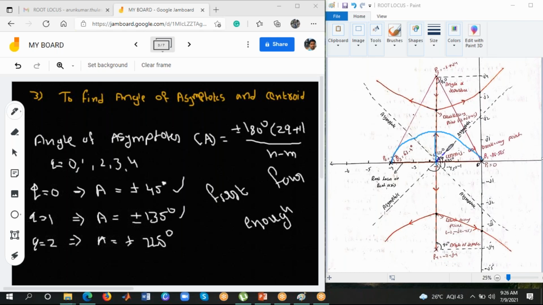So this is the 45 degrees. So this angle is plus 45 degrees.